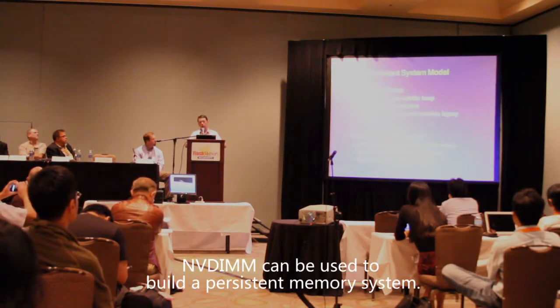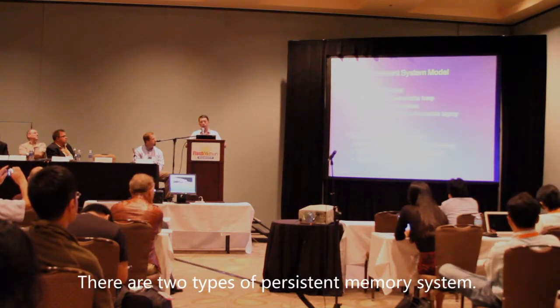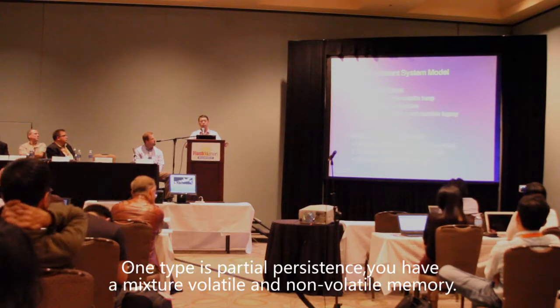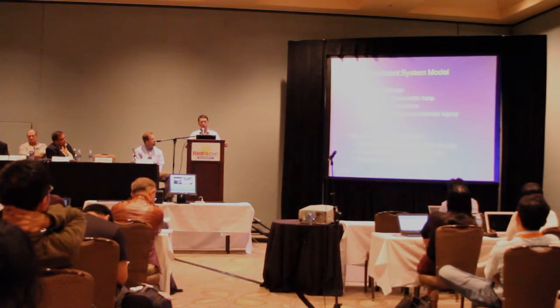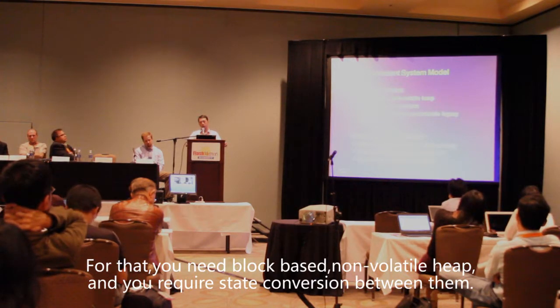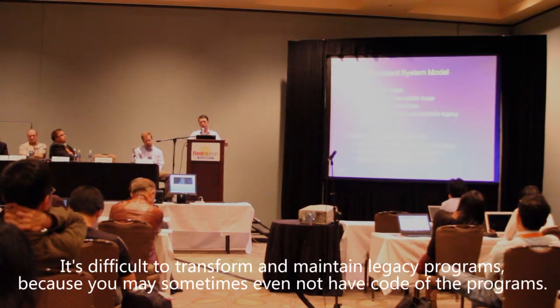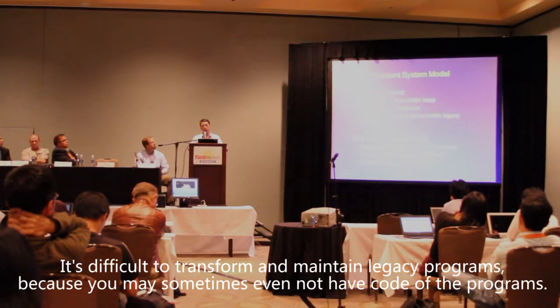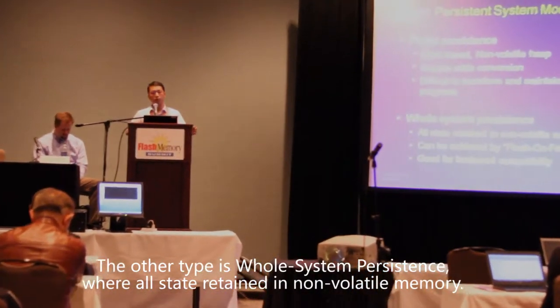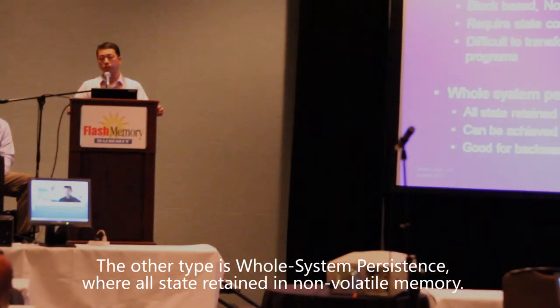NVDIMM can be used to build a persistent system. There are 2 types of persistent system. One type is partial persistence, where you have a mixture of volatile and non-volatile memory. For that, it's block-based, you need a non-volatile heap structure, and it requires state conversions between them. It's very difficult to transform and maintain legacy programs because sometimes you don't even have the source code of these programs. The other type is whole system persistence, where all states are retained in non-volatile memory.